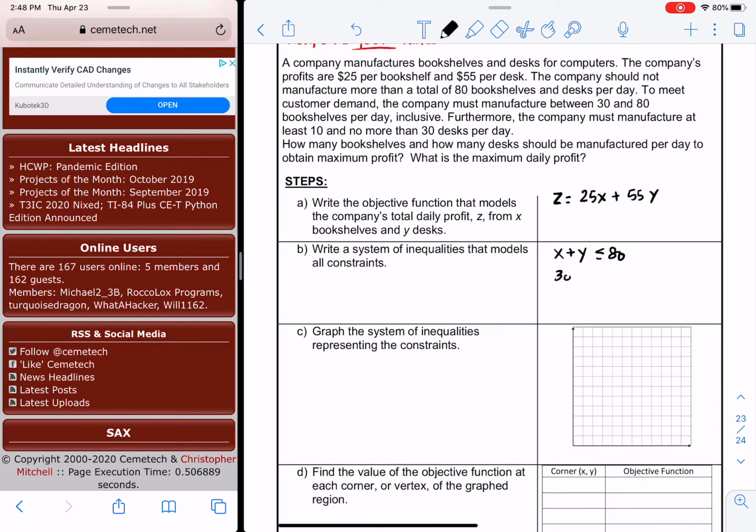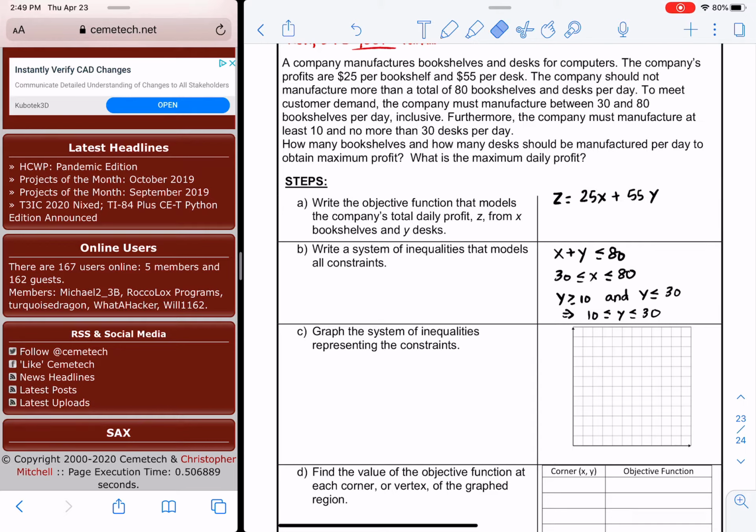And to meet the customer demand, the company must manufacture between 30 and 80 bookshelves per day, inclusive. In other words, 30 has to be less than or equal to x, which has to be less than or equal to 80. And the company must manufacture at least 10 and no more than 30 desks per day. So at least 10 would mean y is greater than or equal to 10, and no more than 30 would mean y is less than or equal to 30. If I combine those, we have 10 less than or equal to y less than or equal to 30.